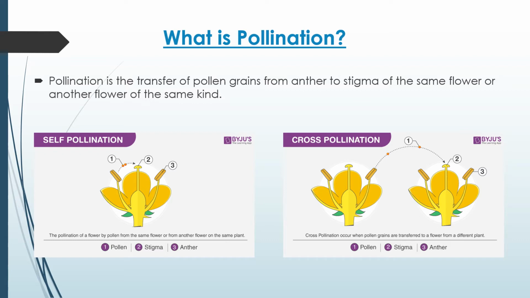Now, cross-pollination. What is cross-pollination? When the pollen from anther of one flower is transferred to stigma of another flower, meaning the flower should be of the same kind. If we are talking about rose, then it should be rose. Both of the flowers should be rose. So when pollen from one anther is transferred to stigma of another flower, it is called cross-pollination, meaning we are having two flowers of the same kind in this pollination system. So there are two types of pollination: self-pollination and cross-pollination.